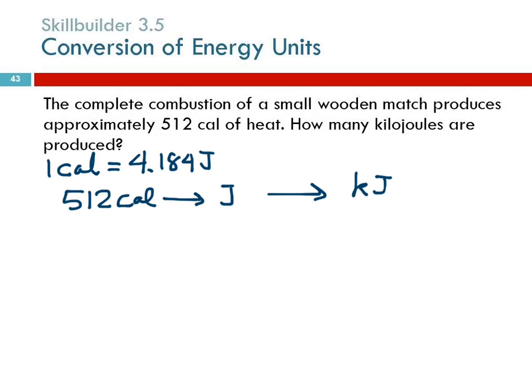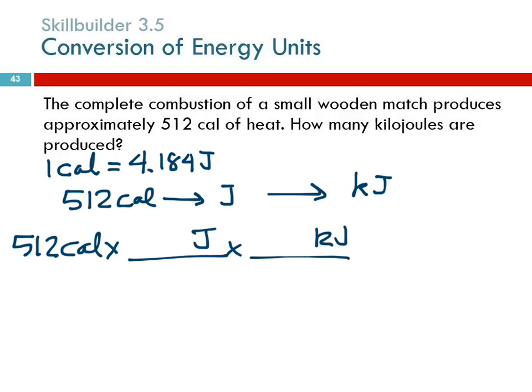Kilo is a prefix that means 10 to the third, and it can apply to any unit. So we've got our path, calories to joules to kilojoules. We write out the units, 512 calories to joules to kilojoules. 2 arrows, 2 conversion factors. We take the previous unit and put it on the bottom because we want those to cancel out. After we get all the units in place, we put the numbers in. So 1 calorie, 1 in front of calorie, 4.184 in front of joules, 4.184.